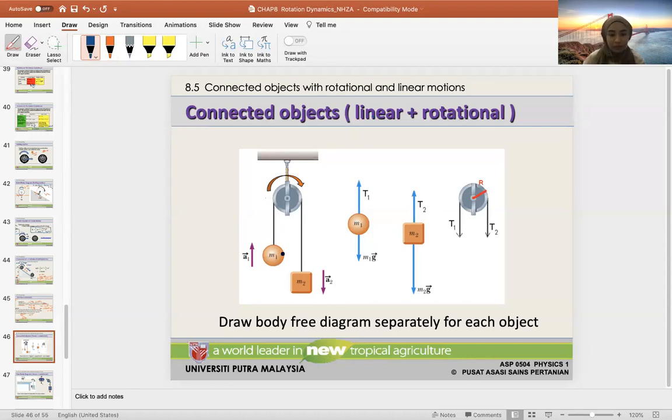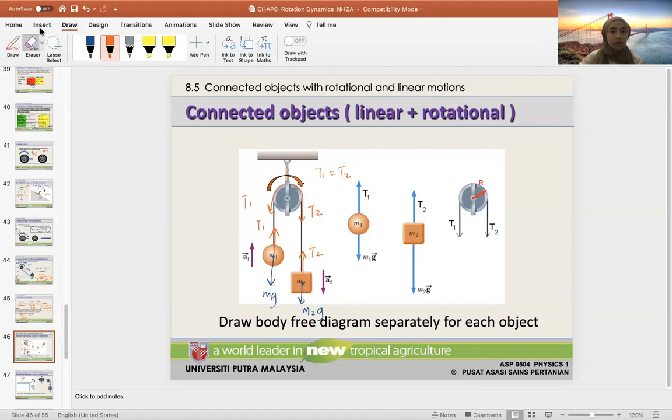Okay, so we have two masses. This one has M1G, and this one has M2G. And we know that since it is connected to a string, it has tension as well. So this is T1, this is T2. And I told you that in chapter 3, we could ignore this, we just assume that T1 is equal to T2.